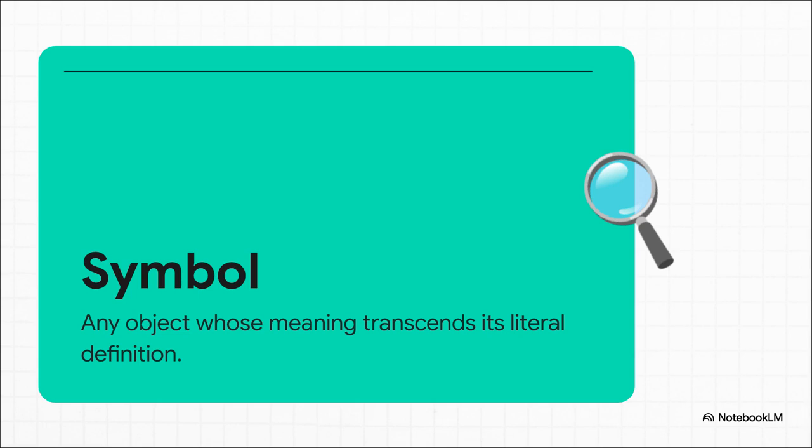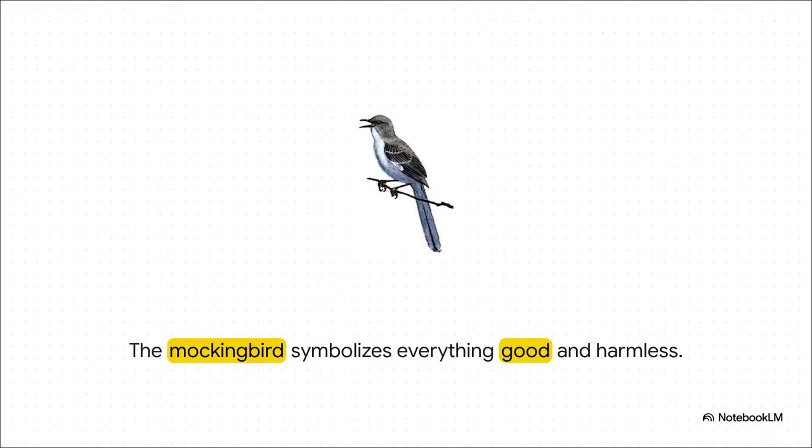To reinforce these themes, authors use symbols. Remember, a symbol is any object in a story whose meaning completely transcends its literal definition. In a carefully crafted plot, recurring objects aren't just accidents. They carry heavy thematic weight and are placed there purposely to guide your understanding of the story. And this brings us to the most important symbol of all, the titular object, the mockingbird. In this novel, the mockingbird symbolizes everything that is good, innocent, and harmless in the world.